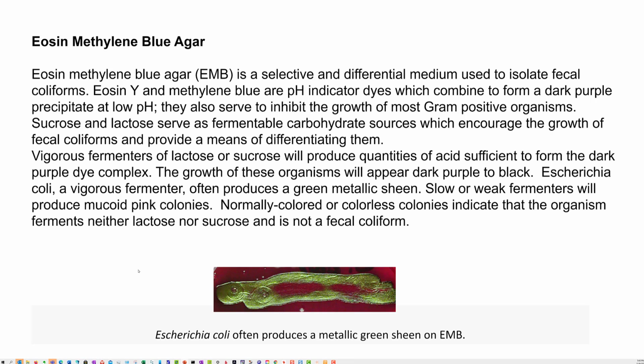Eosin methylene blue agar, we typically call it the EMB plate. It's selective differential media used to isolate fecal types of bacteria, coliforms.